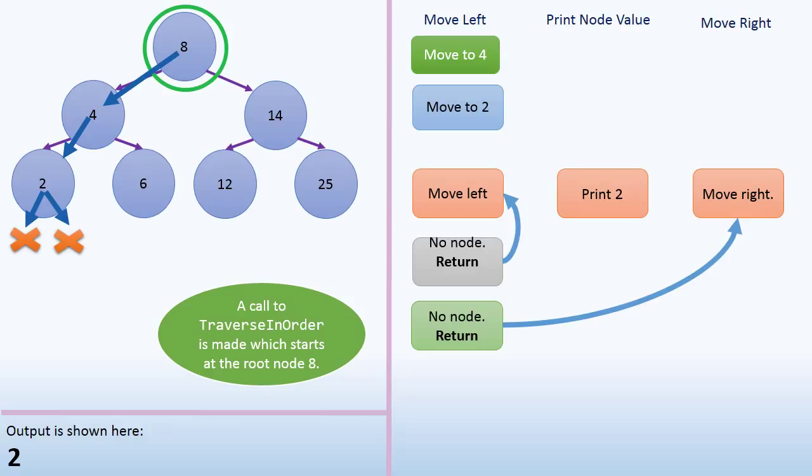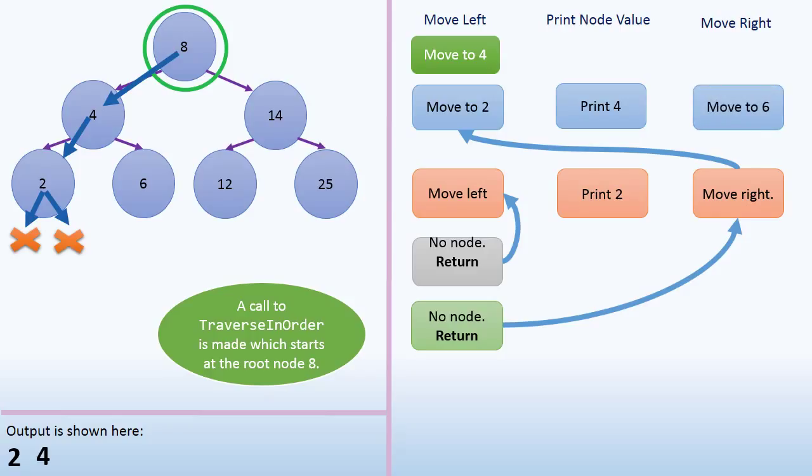Since we're done moving left, printing the value, and moving down the right, we can return to the previous method. The second execution of the traverse in order method prints out the value 4, and again, you can see it in the bottom left screen. Then we move down to node 6, which sets off another call to traverse in order.